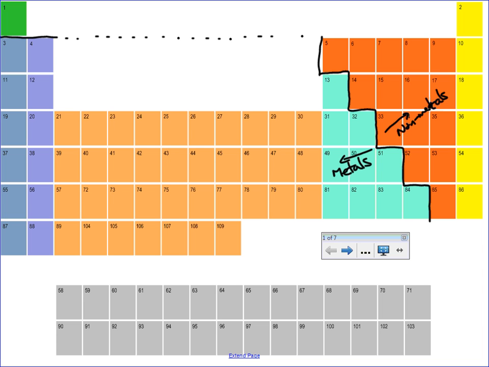Now, other things to consider when we're looking at the periodic table, you're going to hear different words. You're going to hear the word period, and you're going to hear the word family. Sometimes we use the word group. These have different meanings. A period represents a row on the periodic table. The family and group represent the column. Two very important terms that get used when people talk about the periodic table.